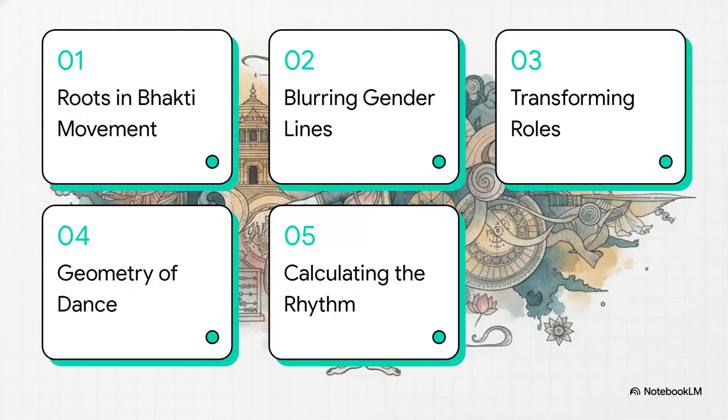Here is our roadmap for today's explainer. 1. Roots in the Bhakti movement. 2. Blurring gender lines. 3. Transforming traditional roles. 4. The geometry of dance. And 5. Calculating the rhythm. Let's get right into it.